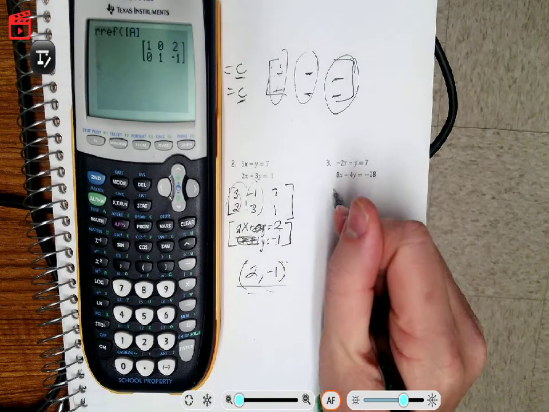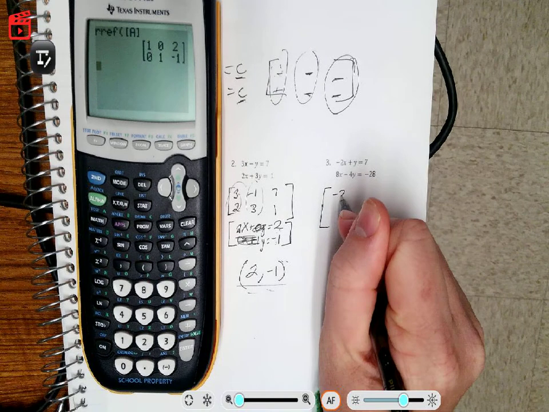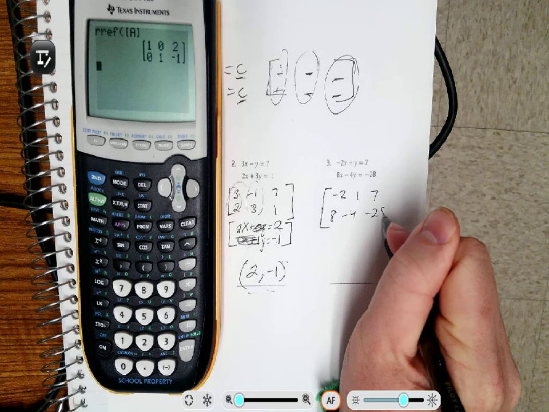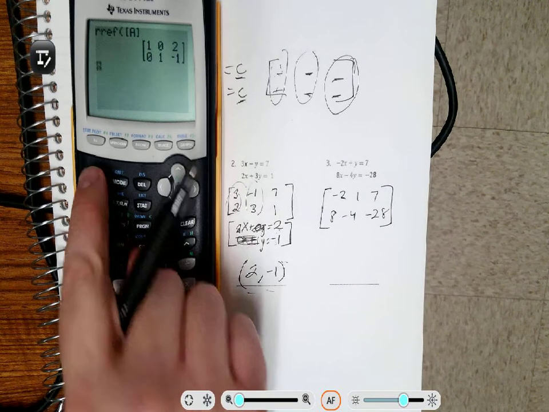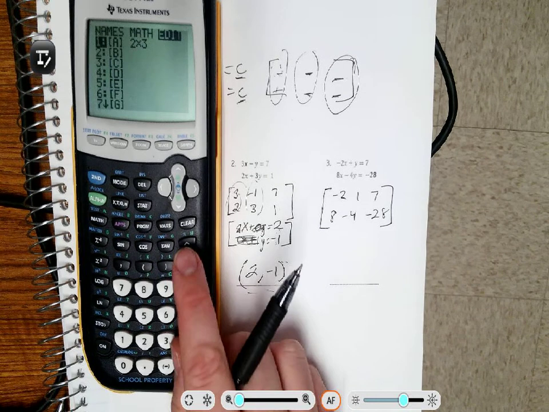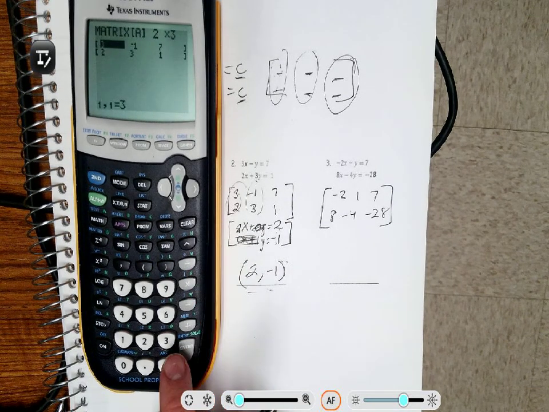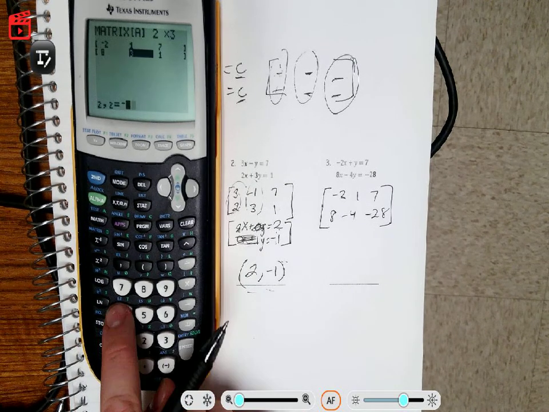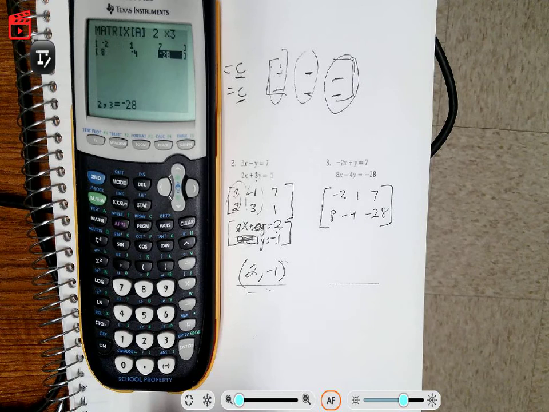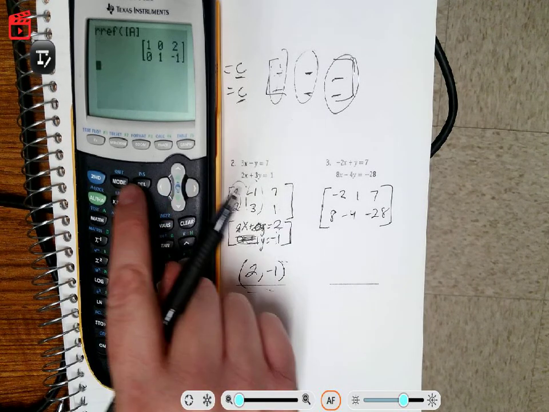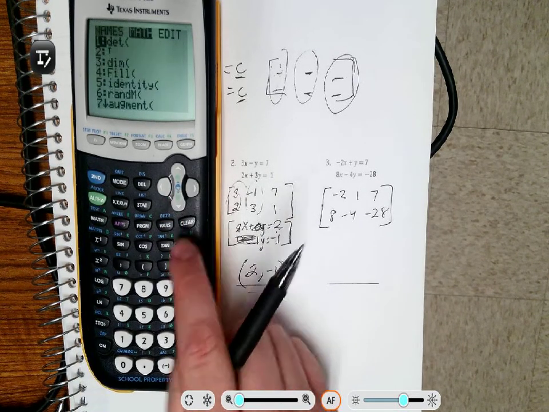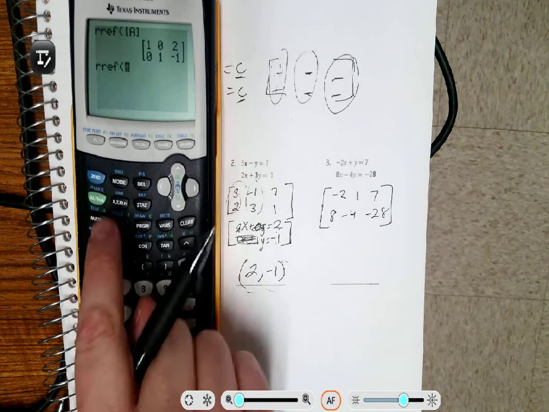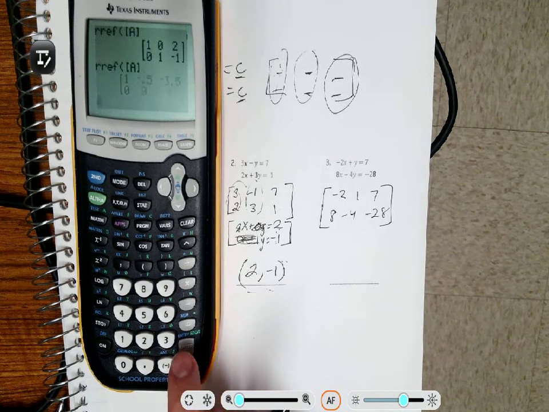we're going to set up the matrix -2, 1, 7, 8, -4, and -28. When we set that one up, we're going to go back to matrix, over to edit, and we're going to change those numbers to -2, 1, 7, 8, -4, and -28. We're going to quit. We're going to choose matrix again, arrow over to math. The quit key once again is alpha apps. Go back to matrix and choose matrix A that we edited.